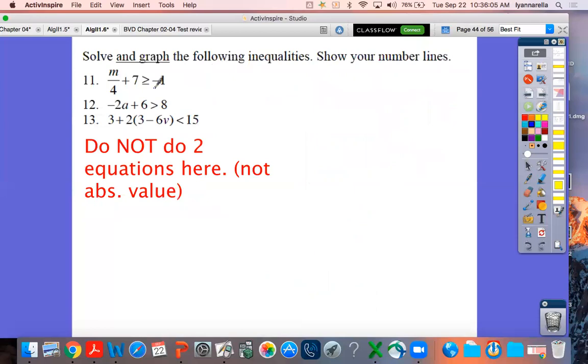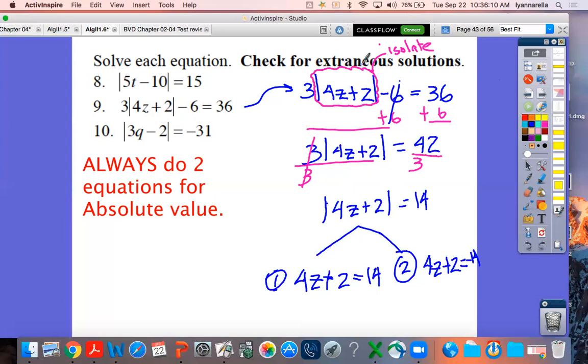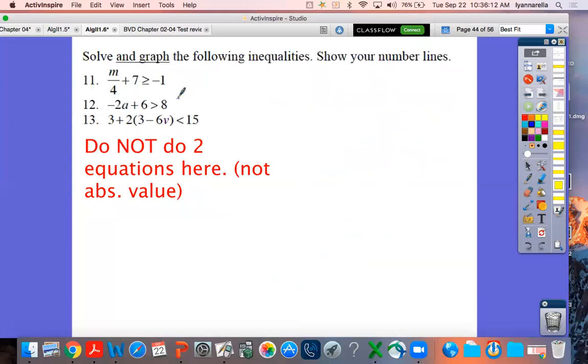You should get 2 solutions and you should always check them for extraneous, because if 1 or 2 of them don't work, then we say those are extraneous. For this one, notice you don't have absolute value bars, so you don't do 2 equations. So I'm just going to do this one.